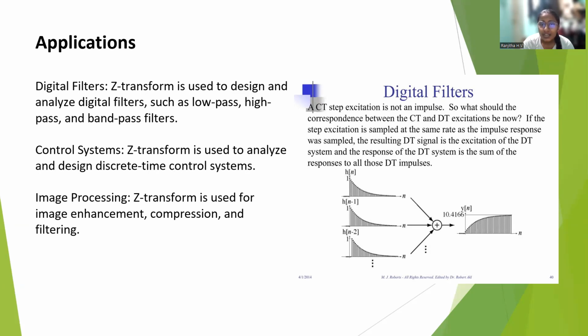Digital filters. The CT step excitation is not an impulse. So, what should the correspondence between the CT and DT systems be now? If the step excitation is sampled at the same rate as the impulse response was sampled, the resulting DT signal is the excitation of the DT system, and the response of the DT system is the sum of the responses to all those DT impulses.